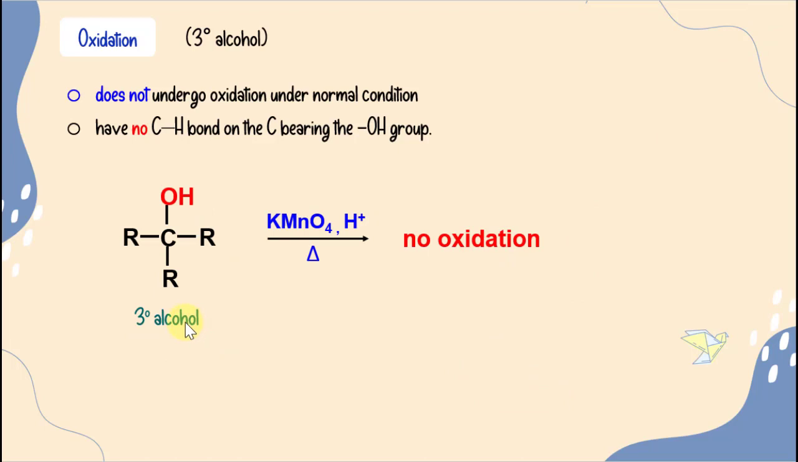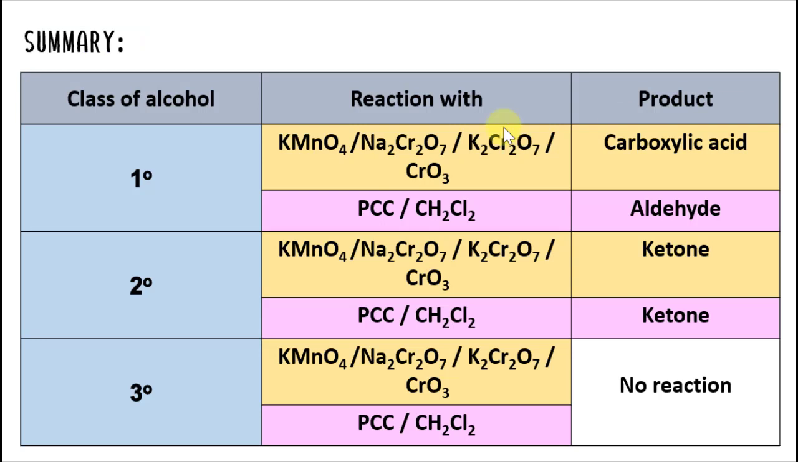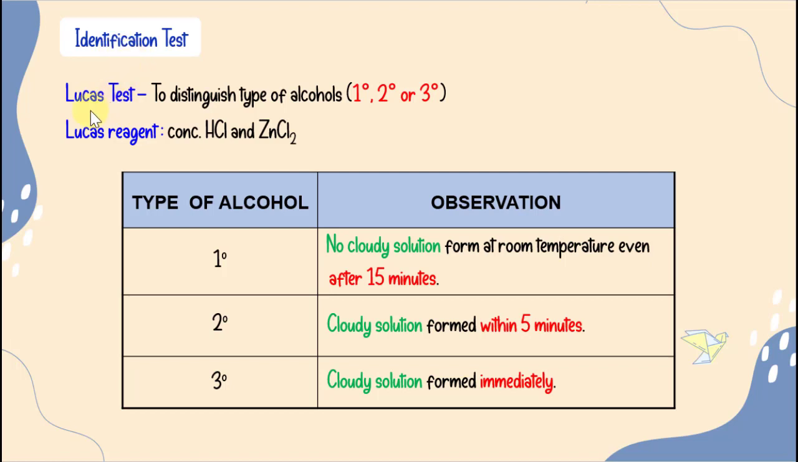Tertiary alcohol does not undergo oxidation under normal condition because on the carbon bearing the OH group there is no hydrogen present. For summary, primary alcohol reacted with potassium permanganate, sodium dichromate, potassium dichromate or chromic acid, which is a harsher condition, will form a carboxylic acid. When reacted with PCC in CH2Cl2, a mild condition, it will form an aldehyde. While secondary alcohol, at any condition, by using any oxidizing agent, will form a ketone, and tertiary alcohol does not undergo oxidation.